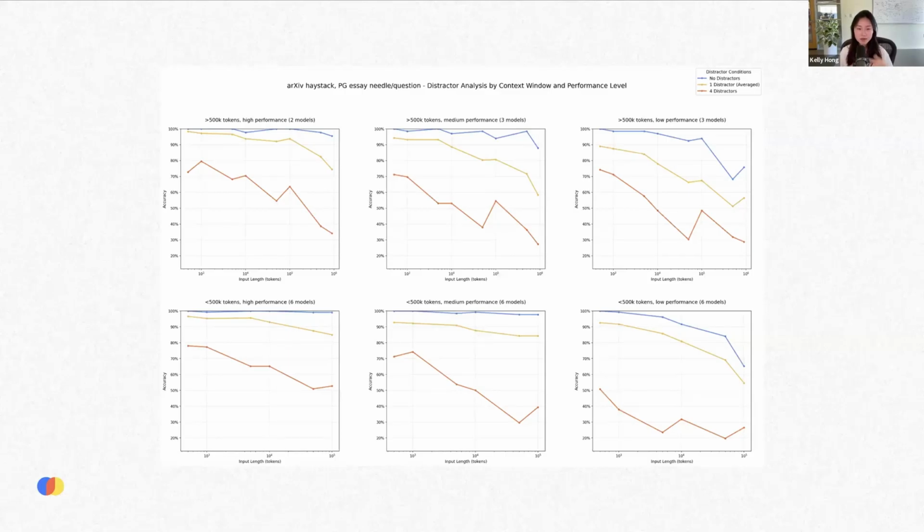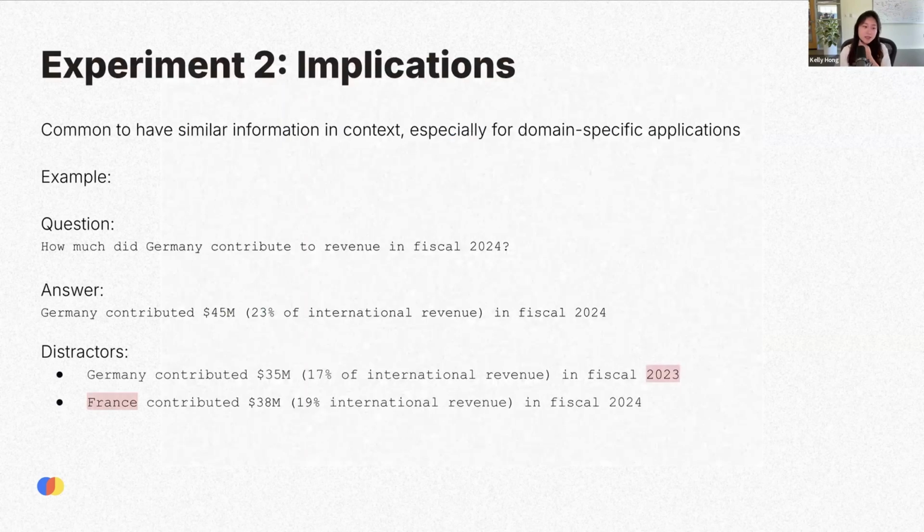And I think you can pretty easily see here that as you have more distractors in your context, which basically means as you have more similar information in your context, that degrades model performance, and that effect is amplified as you have increasing input length. And this appears a lot in real use cases, because especially if you're working in domain-specific applications, it's very common for you to have similar information in your context.